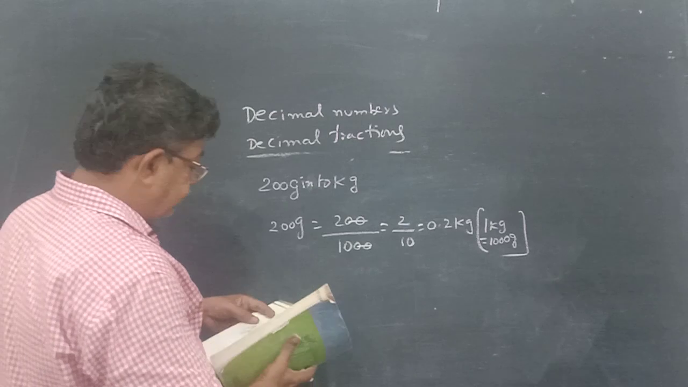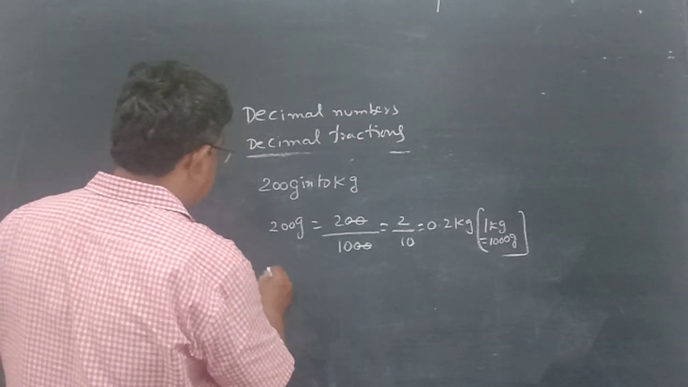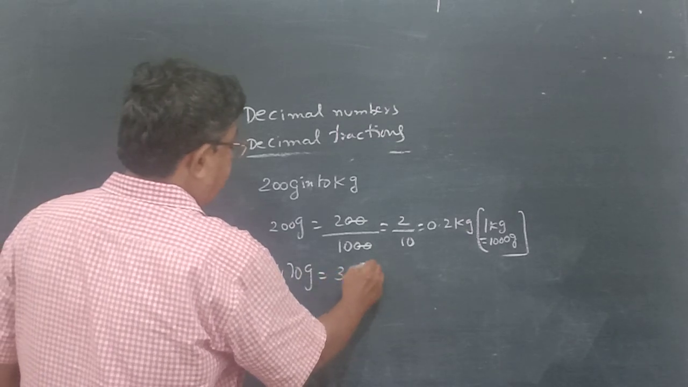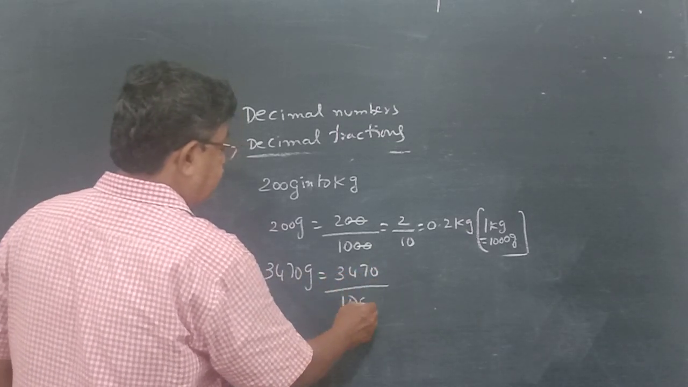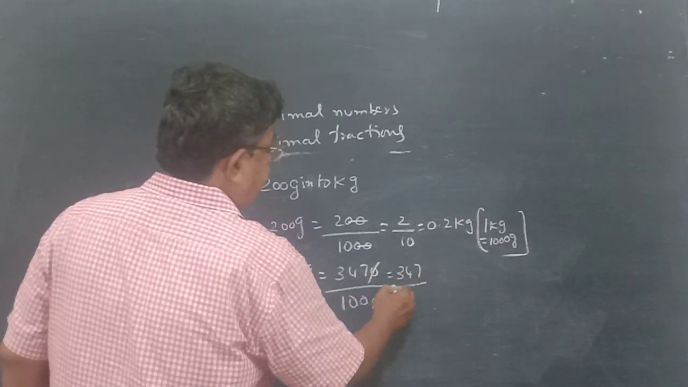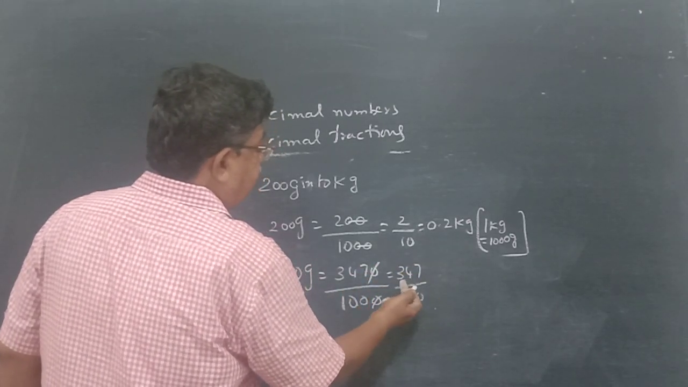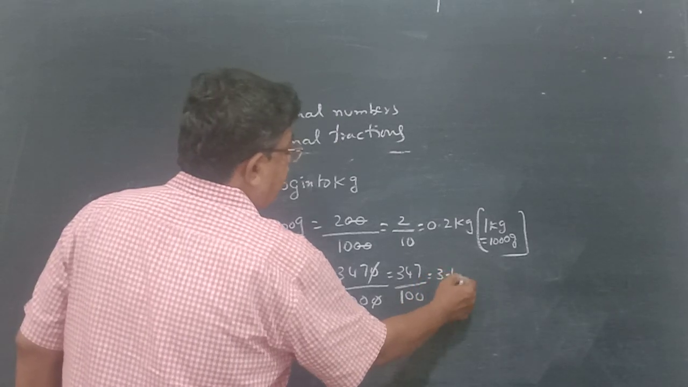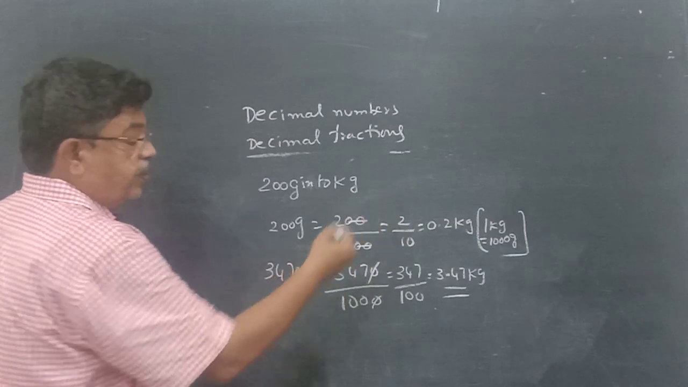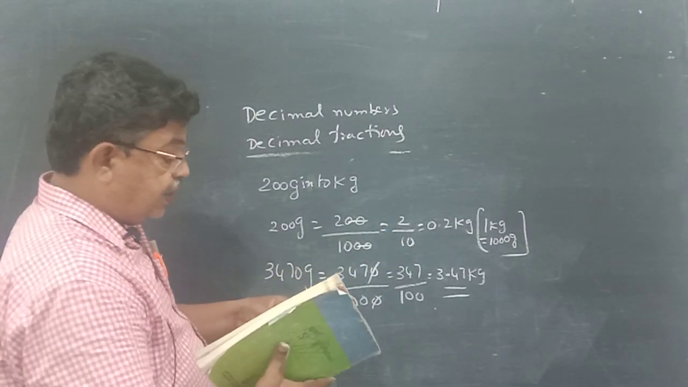Next, 3470 grams is equal to 3470 by 1000. One 0 cancels. You get 347 by 100. Now you have to keep the decimal before two places. It is 3.47 kilograms. Same, 1 kg is equal to 1000 grams.